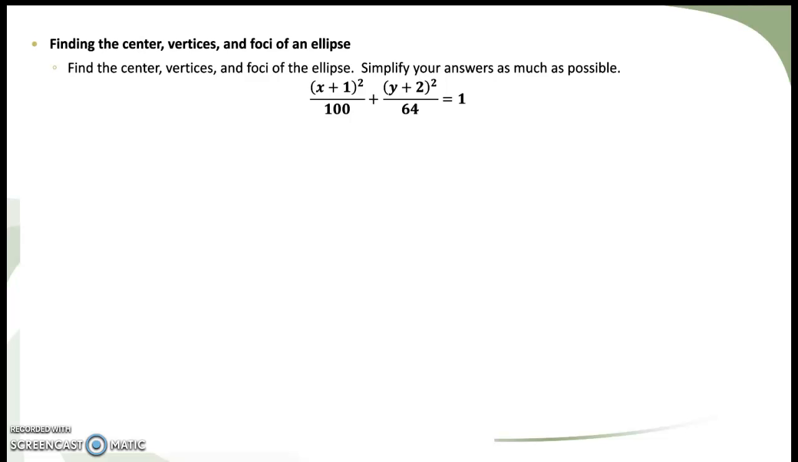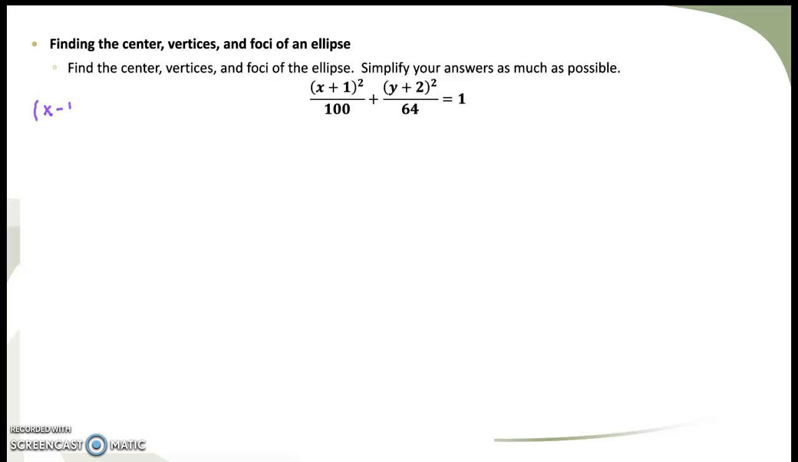Hey everybody, in this video we're going to go over finding the center, vertices, and foci of an ellipse. So here we have an equation of an ellipse: (x + 1)² / 100 + (y + 2)² / 64 = 1. Let's go ahead and write out the equation of an ellipse that we will use.